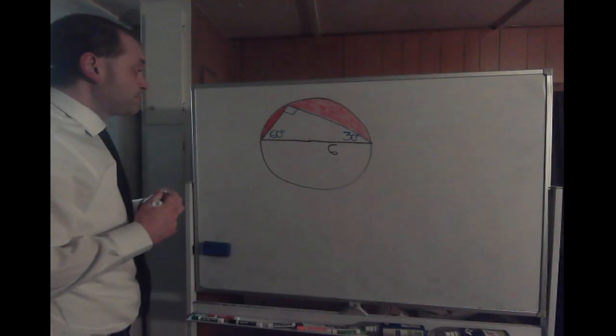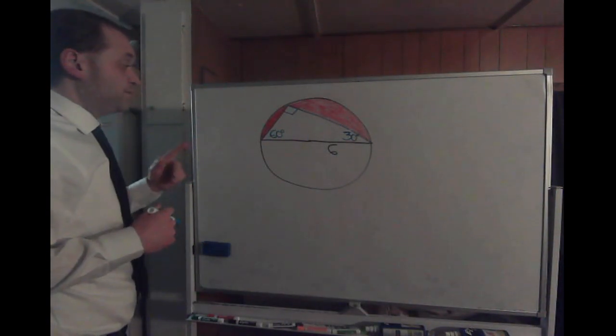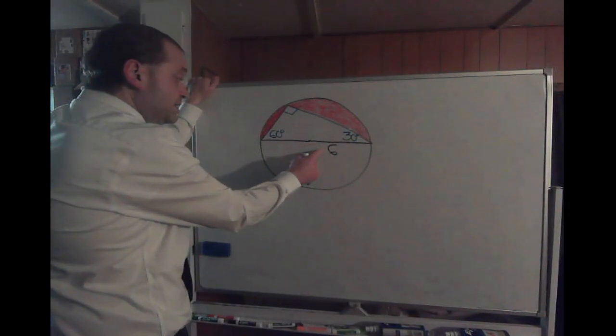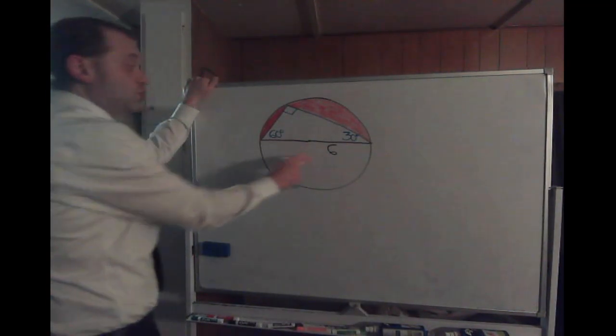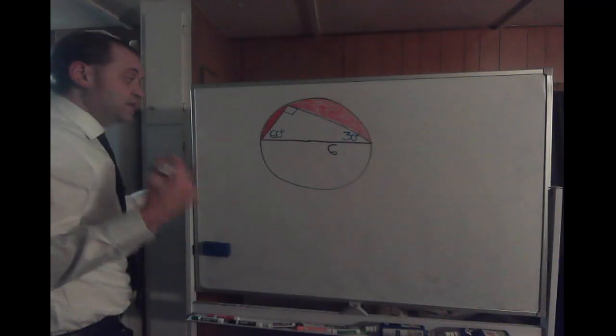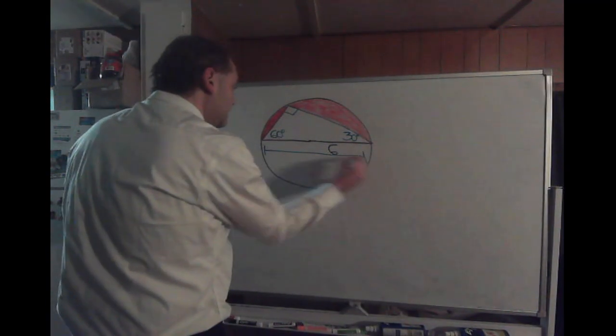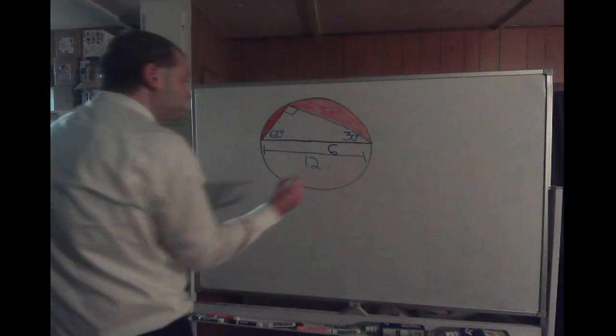So, okay, the radius is 6, right? The hypotenuse is your whole diameter. What would be the whole diameter of this triangle? That'd be 12, right? The whole diameter is 12.